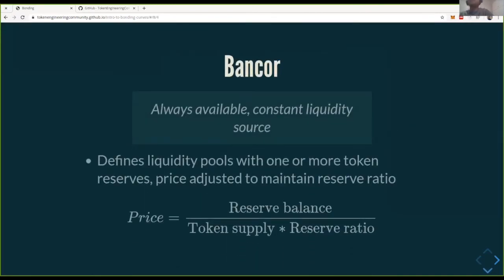So Bancor is described as an always available constant liquidity source. It's also got a function that describes some of its properties with an invariant. In the case of Bancor, this invariant is the reserve ratio.